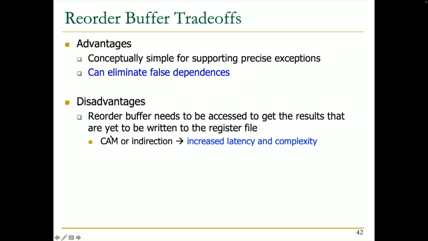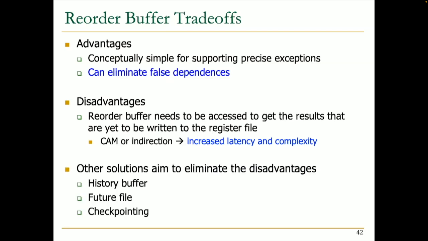And this requires content addressable memory or indirection. Content addressable memory is very complex. That's why we do indirection. But indirection actually increases the latency a little bit, but at least it's not as complex. People have developed other solutions to eliminate some of these disadvantages, but they also get rid of some of the advantages somewhat, and they complicate the system.